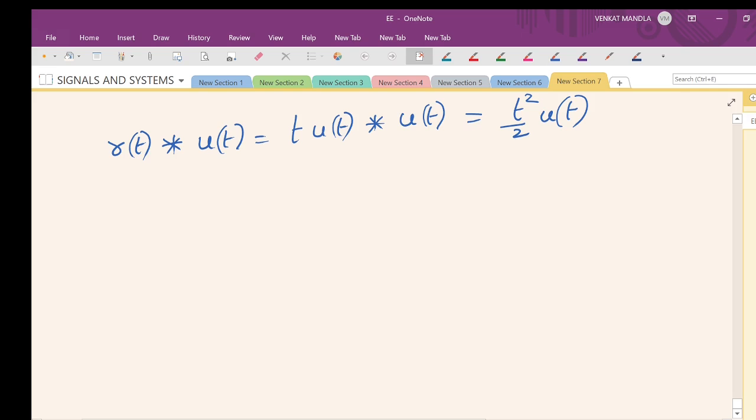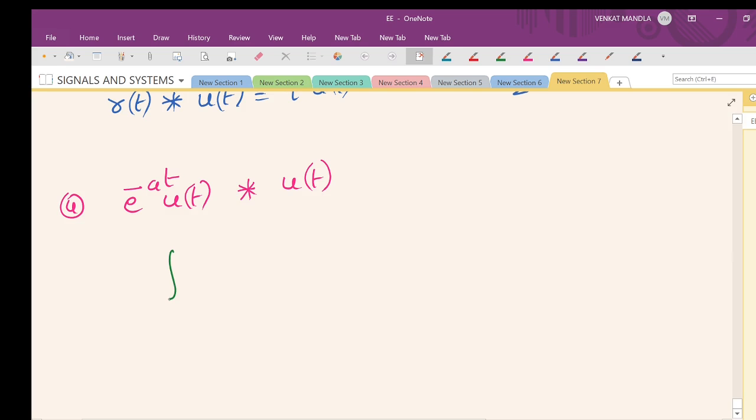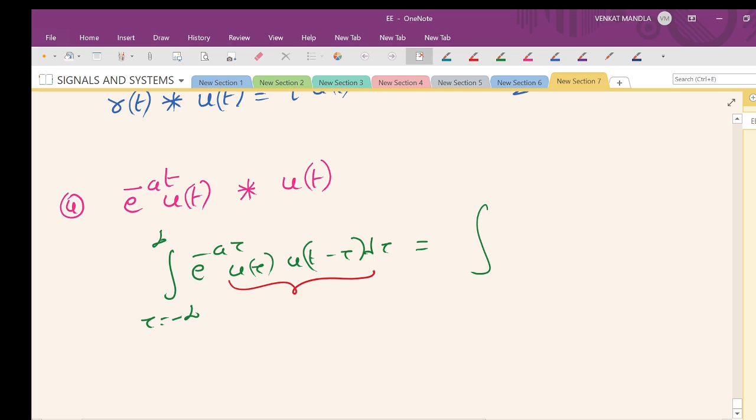And one more signal, from the fourth signal, e power minus at into u of t convolution with u of t. You don't need to remember this result, but I'm just solving this. Integral of tau equal to minus infinity to plus infinity e power minus a tau u of tau into u of t minus tau d tau. Here also we got u of tau into u of t minus tau. Then limits become tau equal to 0 to t, e power minus a tau.